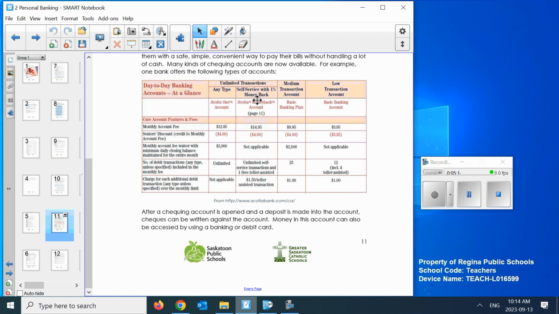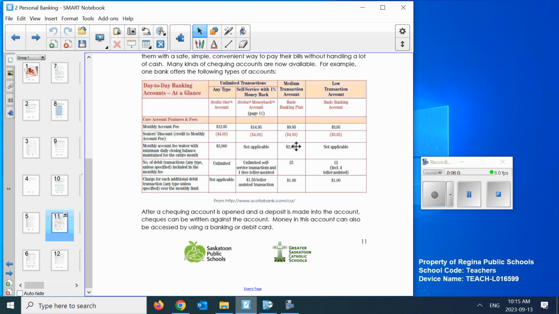Okay, Scotiabank examples here. Unlimited transactions, but that's for a fee of $13, $12.95. Seniors discount, that's stupid. But you can make as many transactions as you like for $13 a month. Self-serve with 1% money back, well, you pay more for that, $15, $14.95 a month. But then you got 1%. Unlimited self-serve transactions and one free teller assist transaction. After that, though, you get a $1.50 charge. I don't know. Unless you had tons of money in there, I don't think that extra 1% really makes that one worthwhile. And then if that was the case, you should have it in a savings. But that's my opinion.